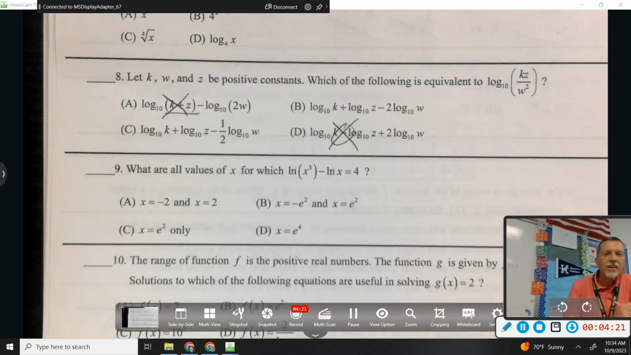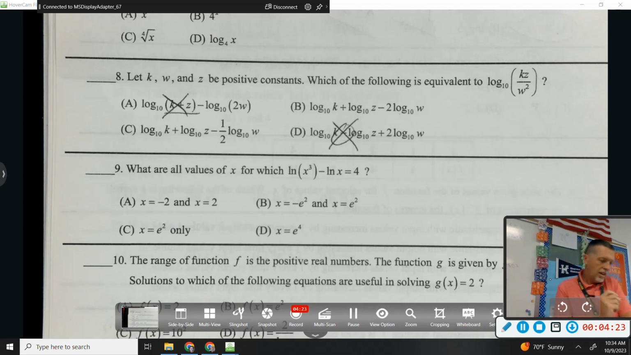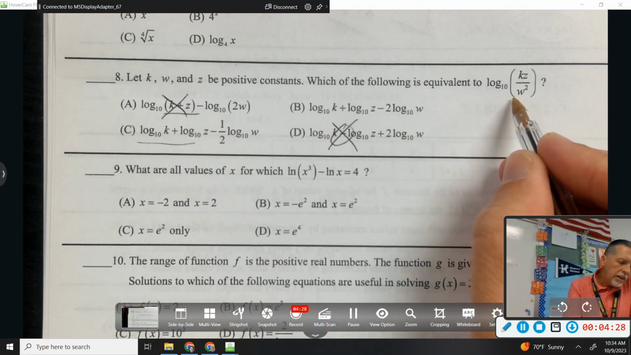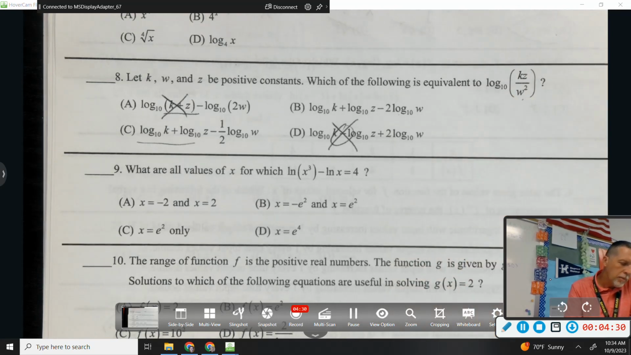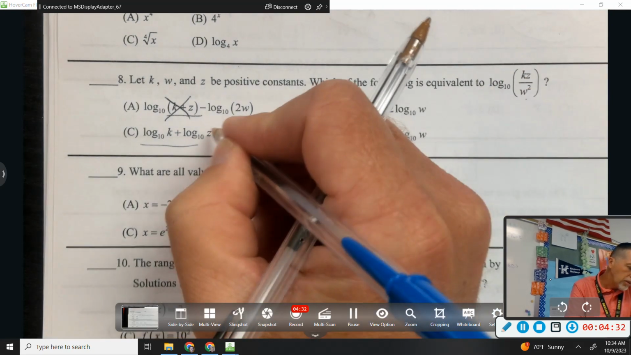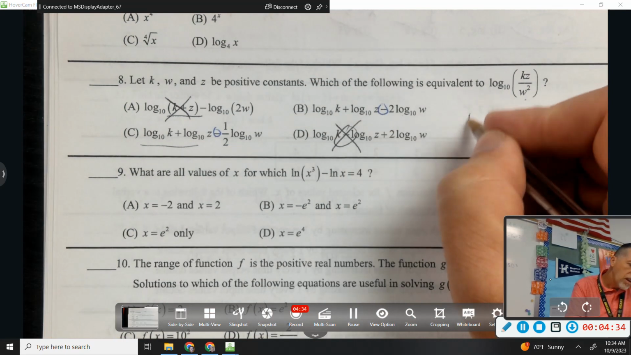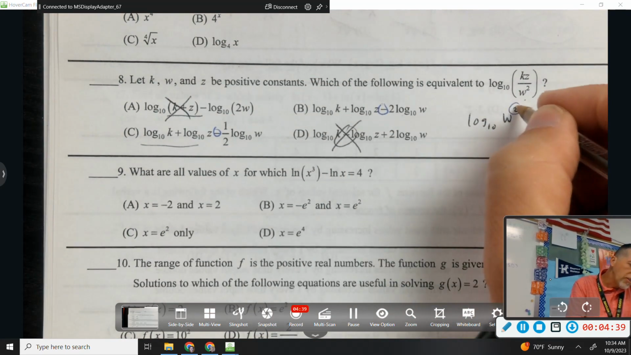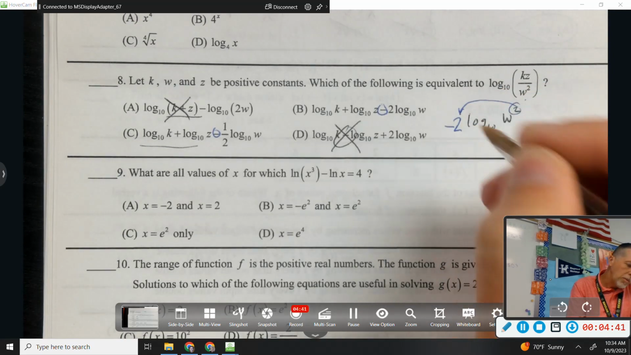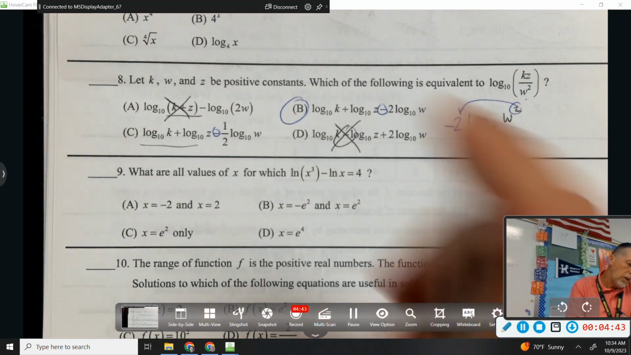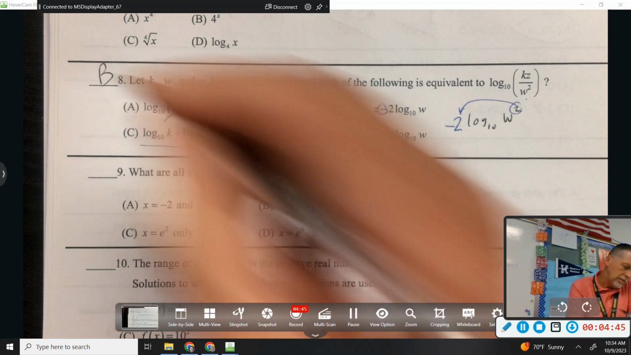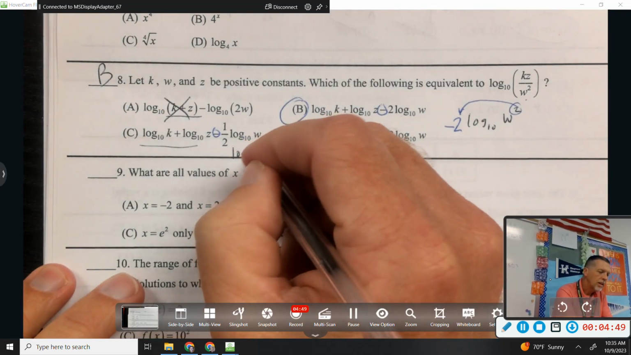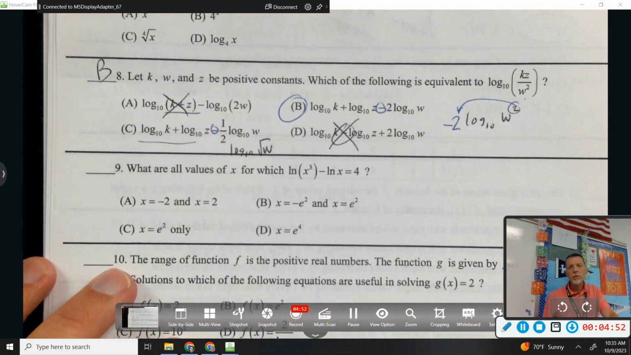A's out. That's not how you do that. C looks good, B looks good. I need a minus because w squared is in the bottom, so I like the minus on both of those. And then that 2 would come out front, so it should be minus 2 log base 10 of w. That 1/2, that would be log base 10 of the square root of w.